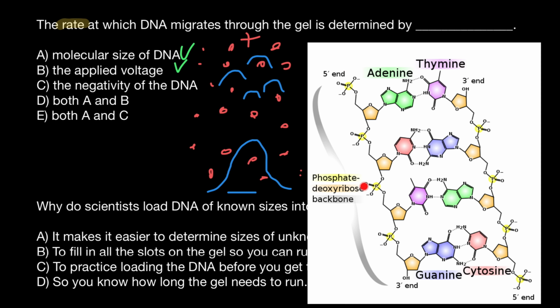So the negative charge of the DNA is the reason why DNA moves through the gel, but doesn't affect the rate at which DNA migrates through the gel. Now we can choose the answer, and this is going to be variant D, both A and B.